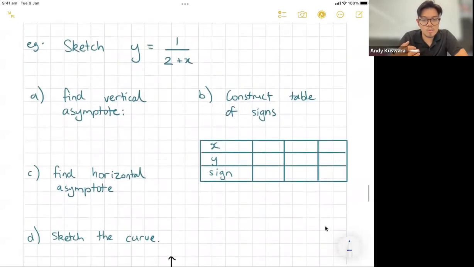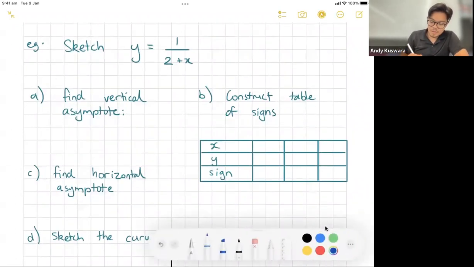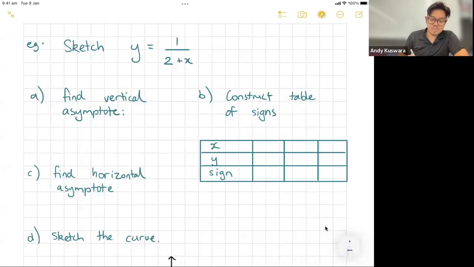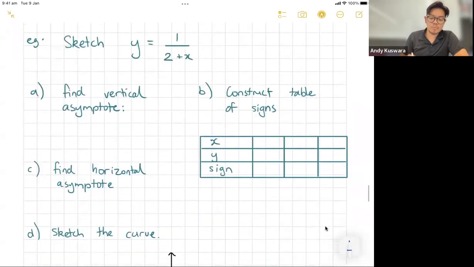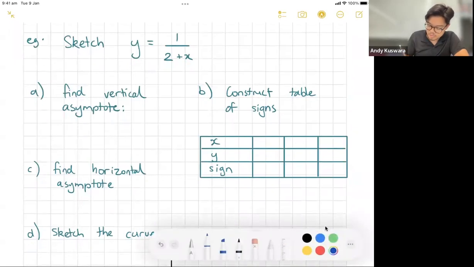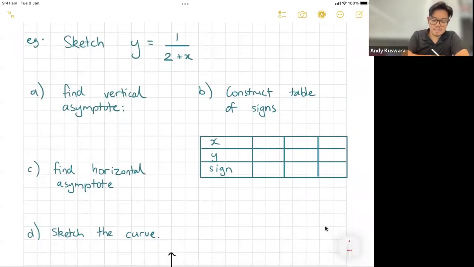Now, let's break down a question that we might be asked to do. We might be asked to sketch y equals 1 on 2 plus x. We're not going to talk too much about reciprocals yet. For the moment, we're just going to examine how to find some asymptotes and sketch it. First things first, find the vertical asymptote, and I'll use red so it stands out. The way we do that is by letting the denominator equal 0 and solving for x.